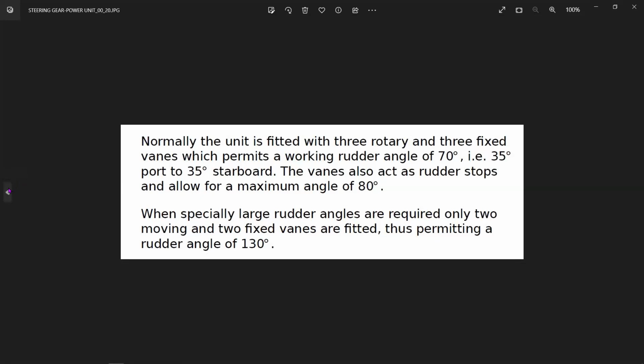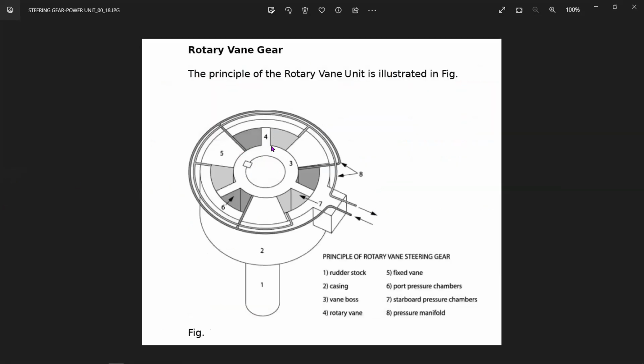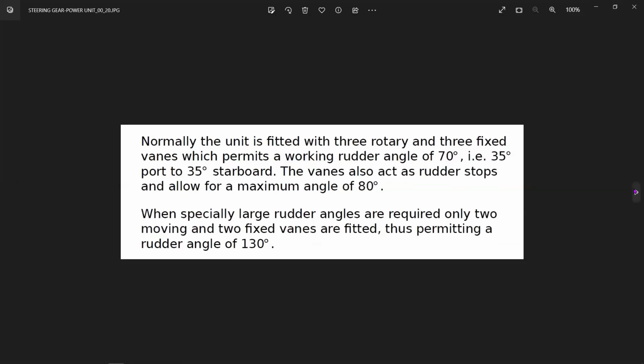So about on both sides, 60 degrees it can go. Okay, for large types of rudders with 2 rotor vanes. So basically, if you've got 2 rotors and 2 stators, you can get more degrees of movement. Okay, that is the basic idea. So, sir, what you told, sir, 130 degrees?